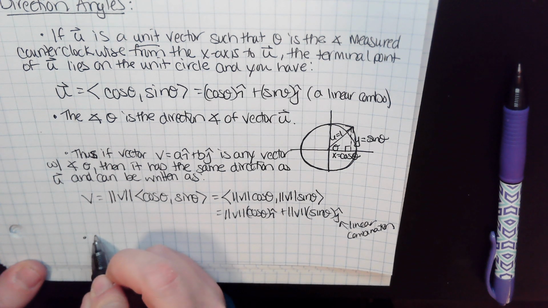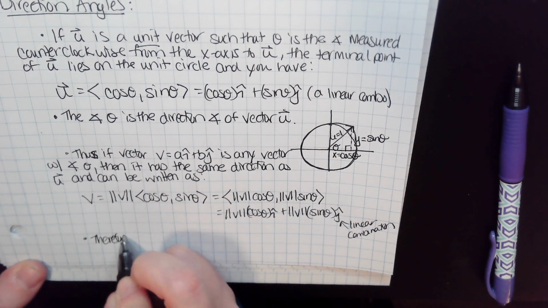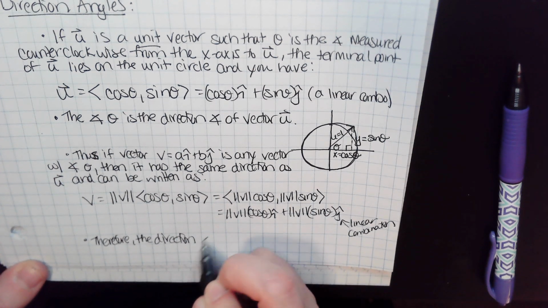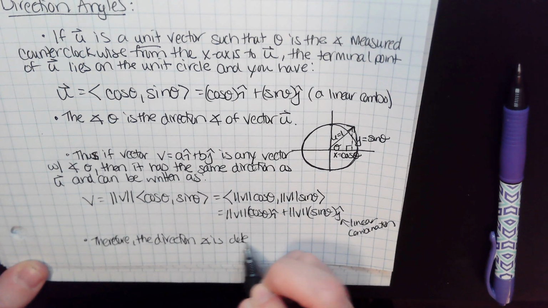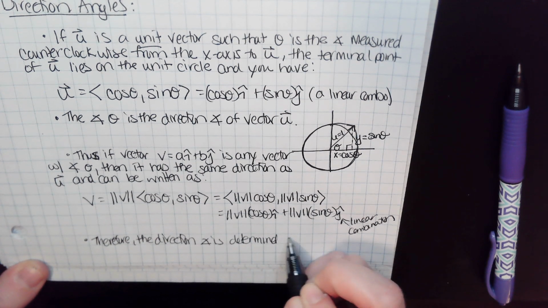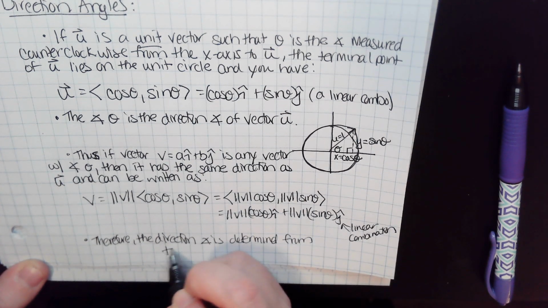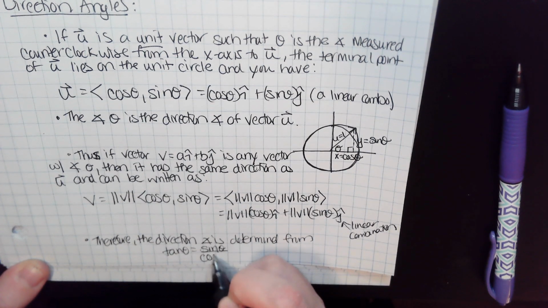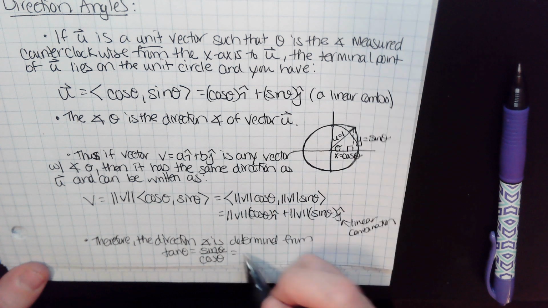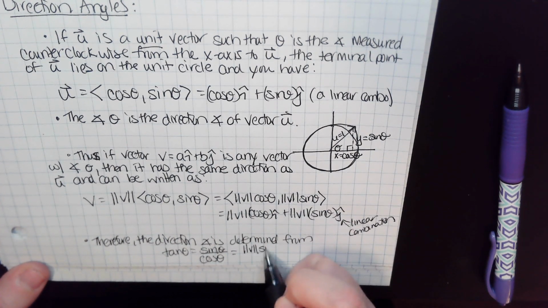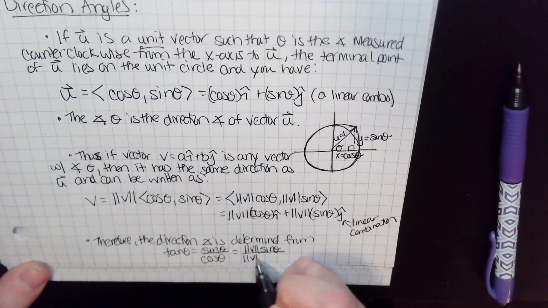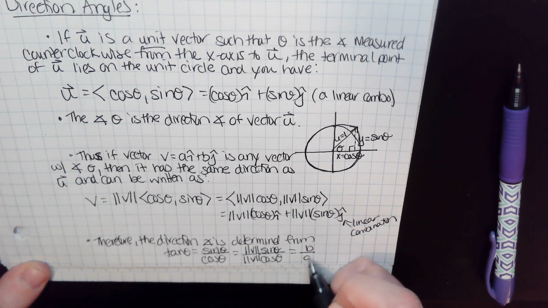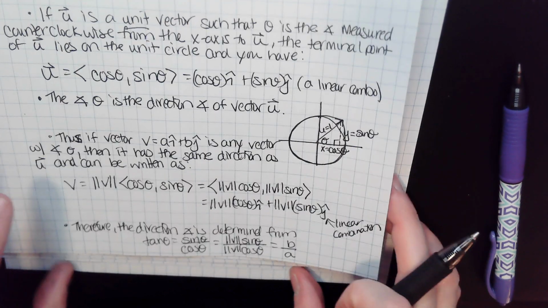Therefore, the direction angle formula, which we're finally getting to here, is determined from tan theta equals sine theta over cosine theta, which we already know, which in this case now would be the magnitude times sine theta over the magnitude times cosine theta, which we're going to call b over a.